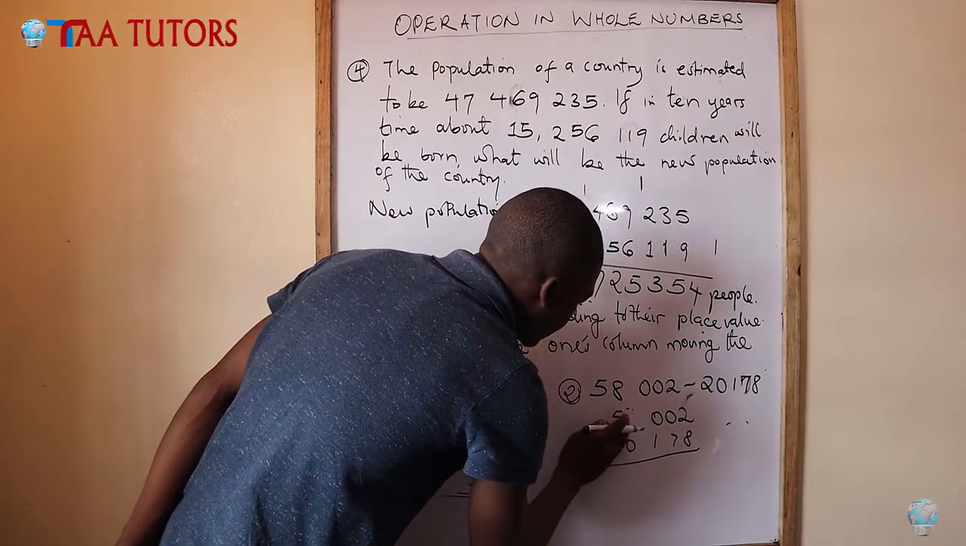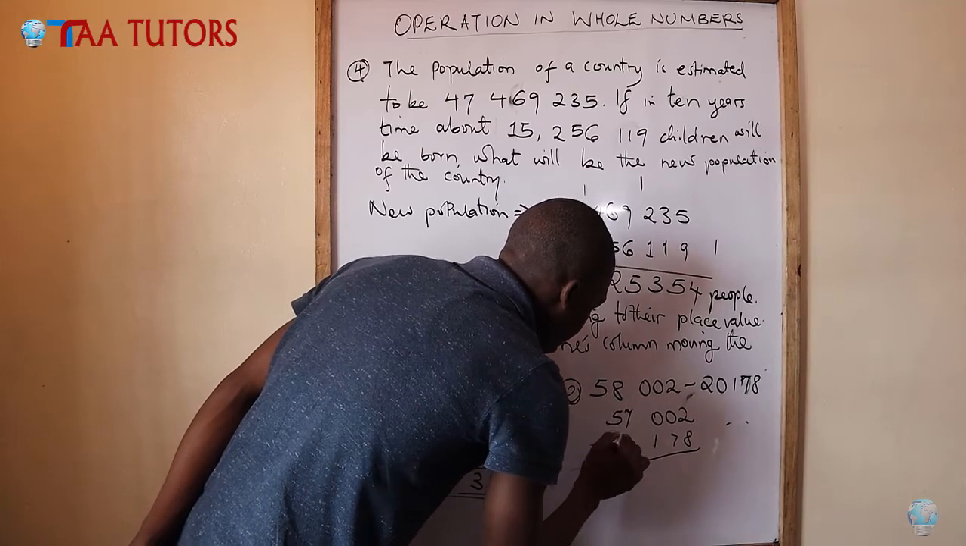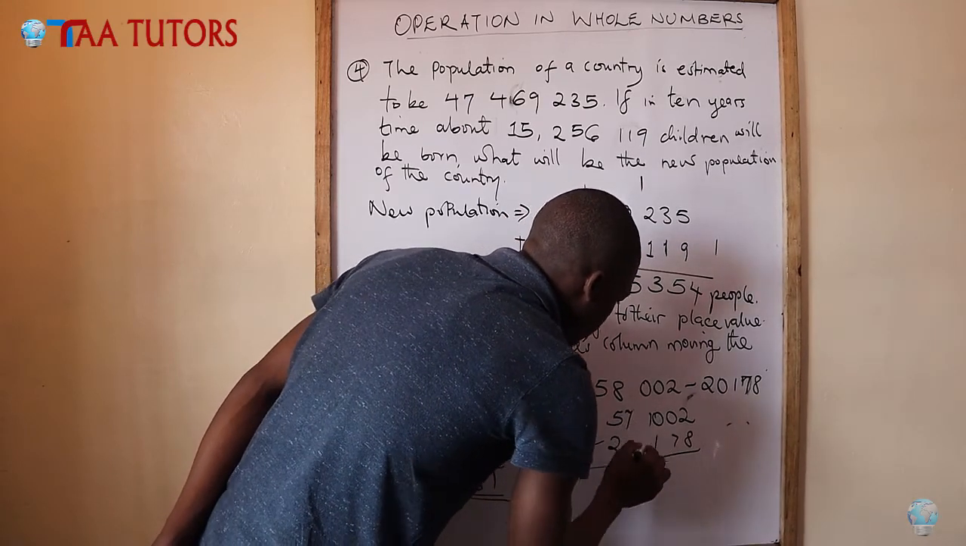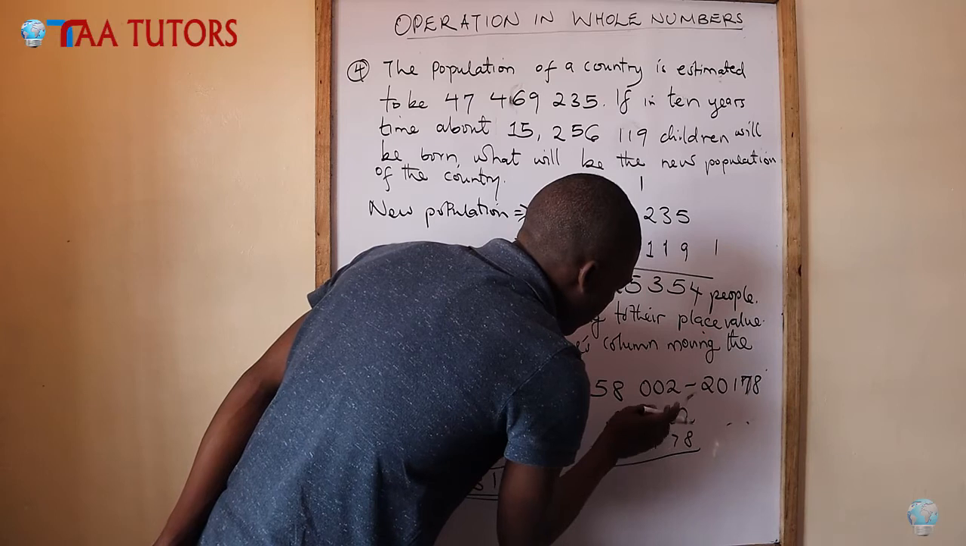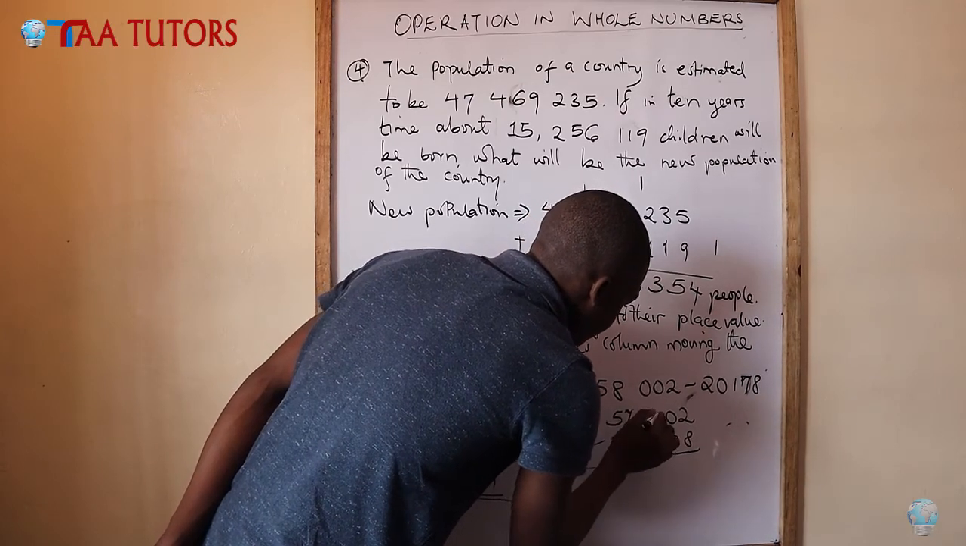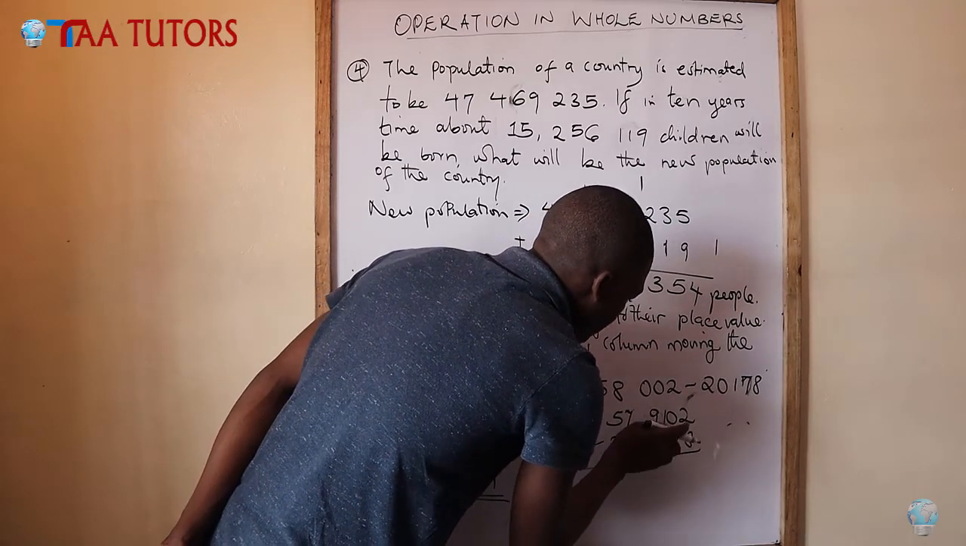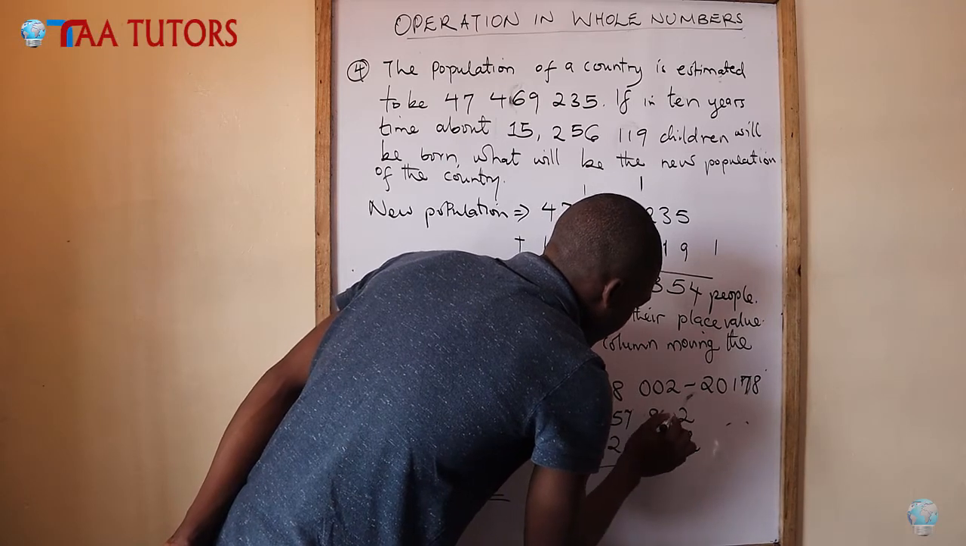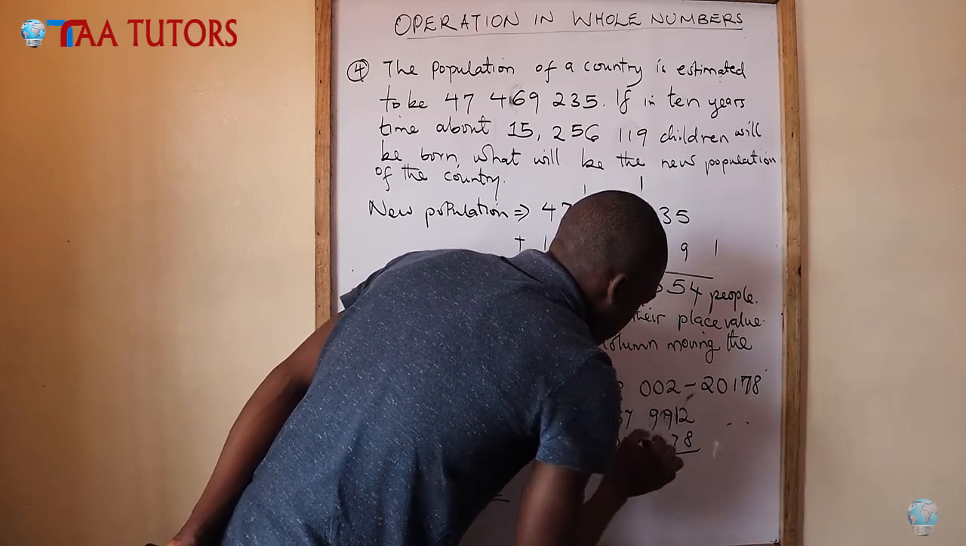When we borrow from 8, we will be having 7. Then we add it here to be 10. From this 10, we borrow 1 so that we have 9. We add here. From this 10, we again borrow 1 so that whatever is left is 9. So that we have 12 at the end.